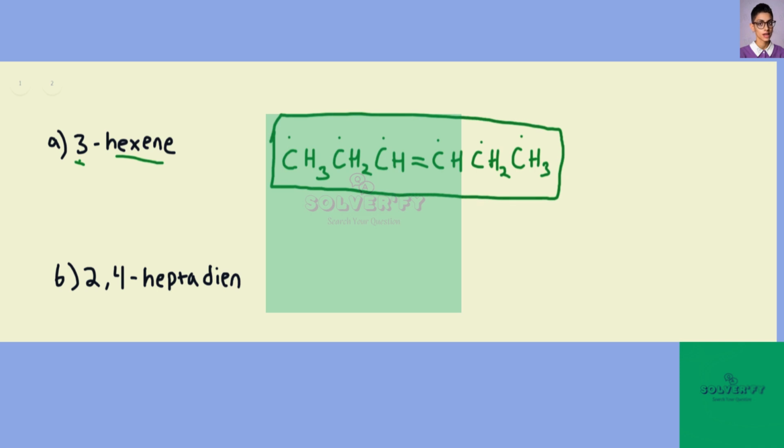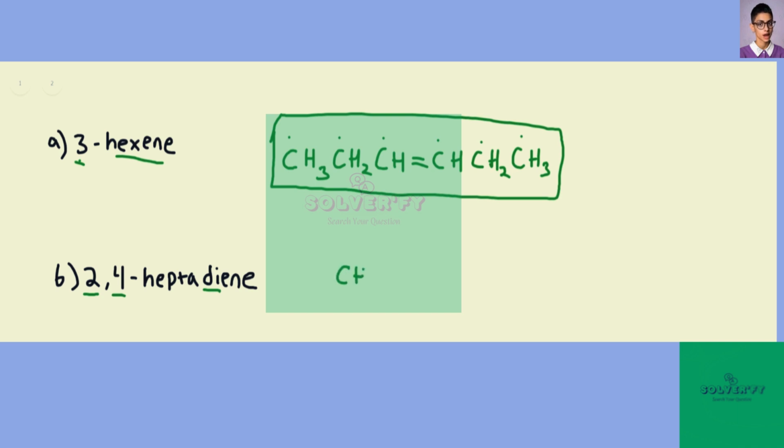For part B, there should be an E there, we see a 2 and a 4 followed by the root heptadiene. So this di right here means 2, and there are 2 positions given right here. So what that tells me is that there are 2 double bonds in this alkene. There is 1 double bond off the second carbon, and there is a second double bond off of the fourth carbon. And hepta means 7, so that means there's going to be 7 carbons in this chain total.